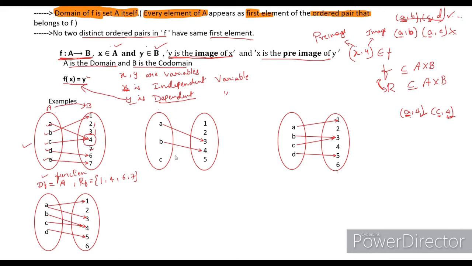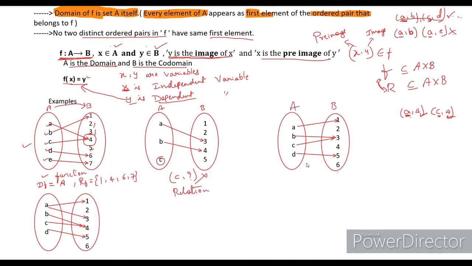First condition, every element of A should have an image. If you check, C does not have any image. C is not mapped to any element of the set B. So this is not a function. This is only a relation.